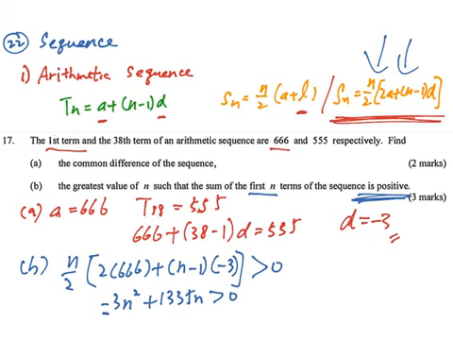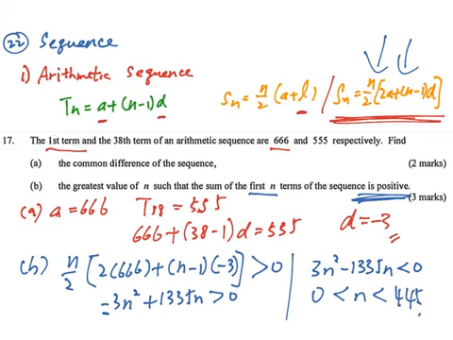Because it is negative, we move to the right hand side, and it becomes positive: 3n squared minus 1335n less than 0. Then we use the calculator. Because it is smaller than, it is between. So after solving the formula, we can get 0 and 445. The smaller is 0. The bigger number is 445. So the greatest value of n is equal to 444, because it must be less than 445.